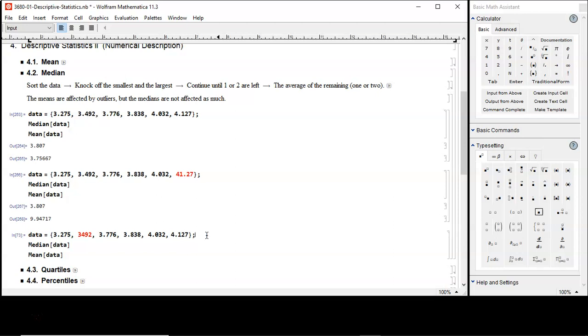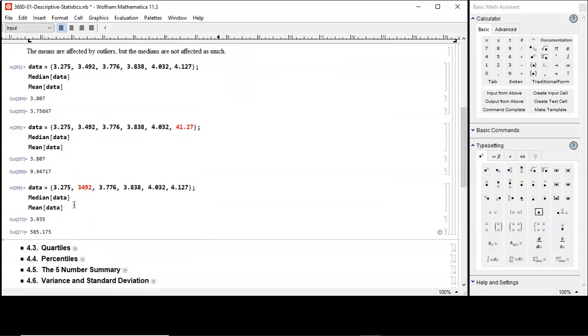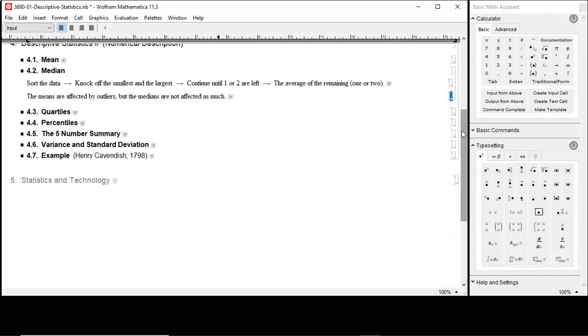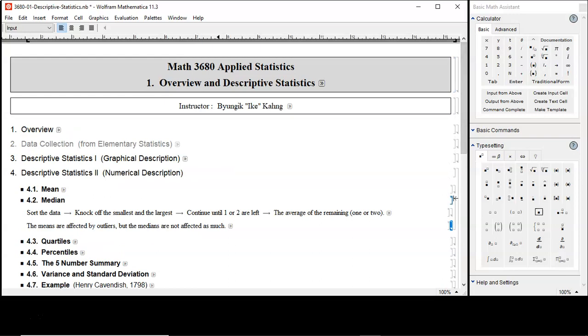Now, what if you make a mistake here in the smaller part? Instead of 3.492, it became 3,492 and moved to the right. That's going to affect the median, yeah, but not as much. Mean is affected heavily. So if you expect some outliers, then medians are much better representative of your sample or your population or whatever, your data, than the mean is.